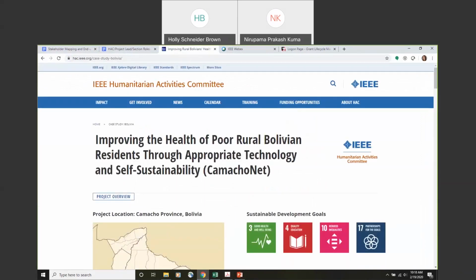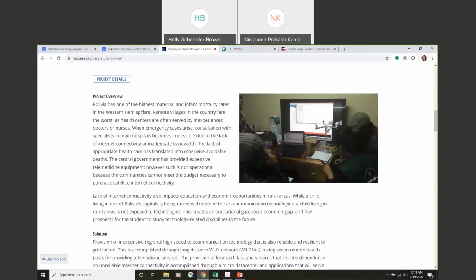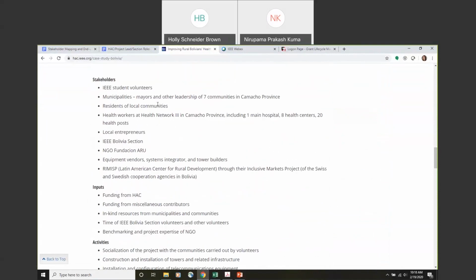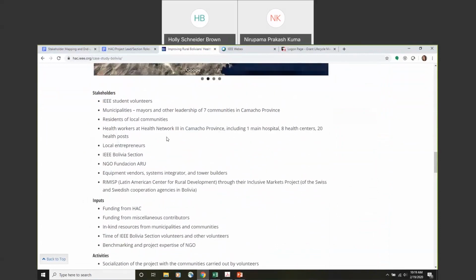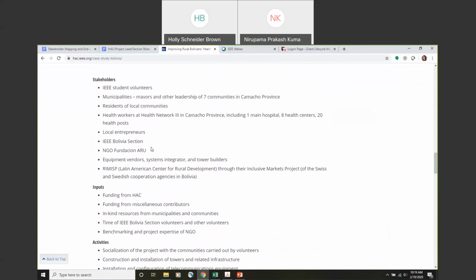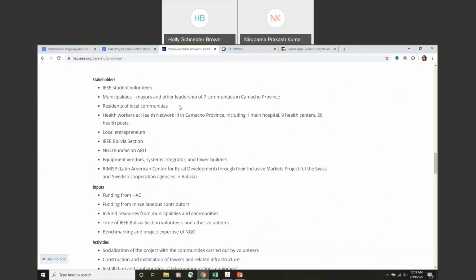There's a case study about a project in Bolivia that we funded last year. This is called CamachoNet. And if you scroll down, you'll see here's an overview of the project. So you can take a look at this on your own time and get a better sense of this project. But down below, you can see in sort of an overview fashion, the stakeholders, inputs, activities, etc. So now this is, for the actual application, we're going to need more information than this. We did not put everything on this website because this website is just an overview of this project. But this gives you an idea here.